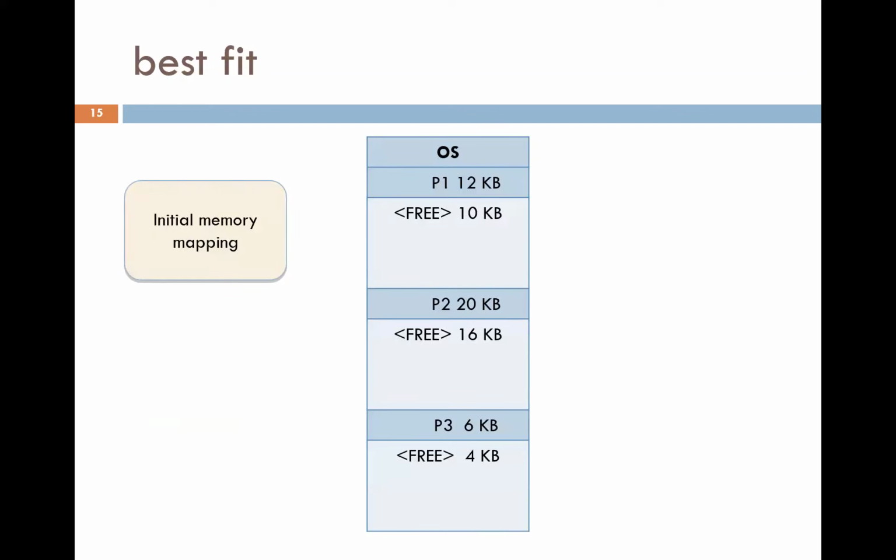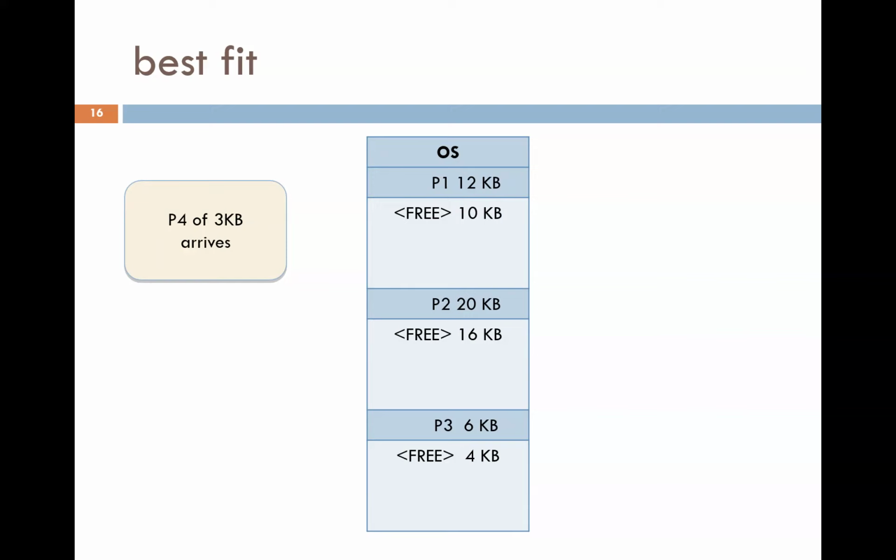So here is the initial memory mapping. You can see, as usual, the OS is there in the lower part of the memory, resident, and three processes are already there, P1, P2, P3, and three free holes of 10 KB, 16 KB, and 4 KB. So this is the initial memory mapping. Suppose the next process arrives, P4 of 3 KB.